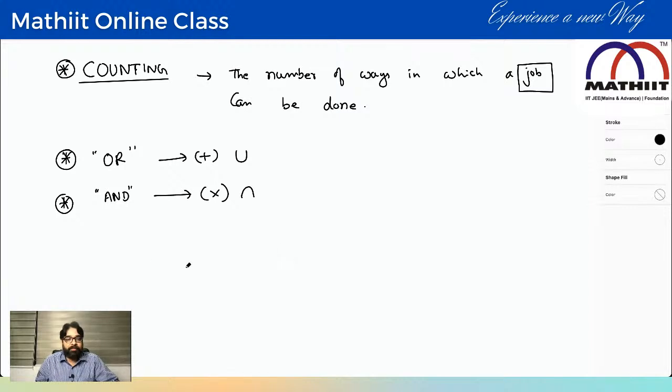Suppose there are 5 postcards. You will say, sir, you didn't teach anything and are directly asking a question. Because this question I can ask a 5th class child also. There are 5 postcards. Postcard, all of you know? Nowadays people don't use the postcard, but just a card kind of thing, which will be posted.